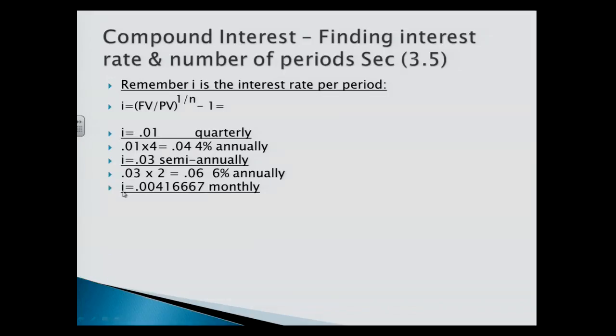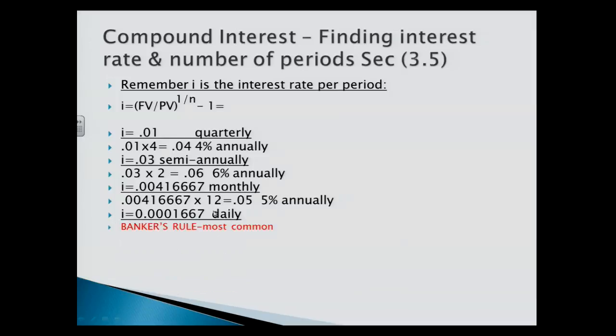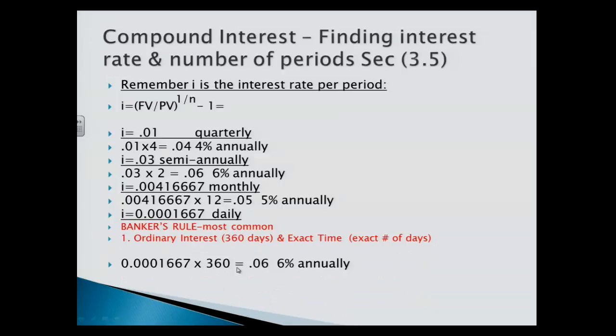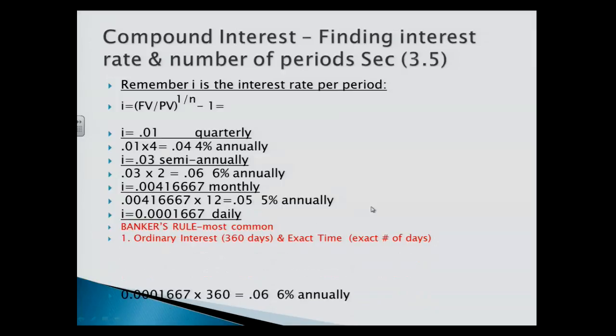If I did the calculation, I got I equals this number and it was monthly, you multiply it by 12 and get a 5% annual interest rate. The last one I'll cover is daily. If you do the calculation of I, get this number and it's daily, remember, we'll almost always use Banker's rule and you multiply it by 360 for a 6% annual interest rate.